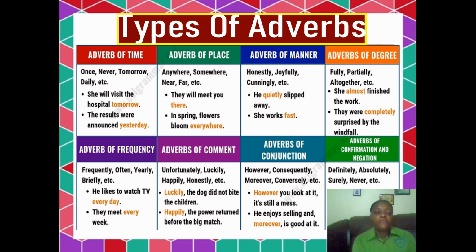Now, there are different types of adverbs. We have adverbs of time, adverbs of place, adverbs of manner, adverbs of degree, adverbs of frequency, adverbs of comment, adverbs of conjunction, and adverbs of confirmation and negation. We'll be talking some more about those, not necessarily in this lesson. We'll be looking at manner in particular, and we might be looking at some of the rules of adverbs in this particular presentation.